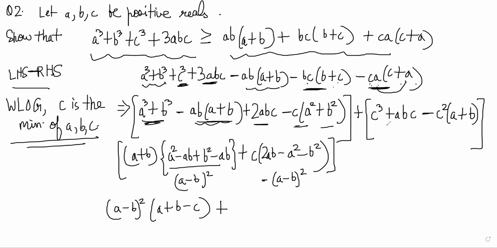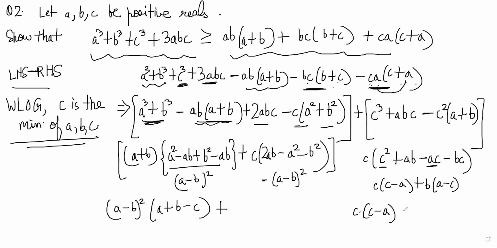We can say we can take C common throughout. It becomes C square plus AB minus AC minus BC, right? And then we can take common here C common, C minus A, plus B common, A minus C. So we take a minus sign and we take C into (C minus A) and we'll get (C minus B). So this term is coming as plus C into (C minus A) into (C minus B). Now the question is over because this is positive.